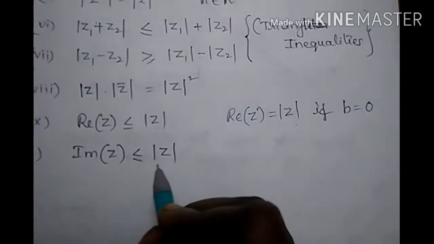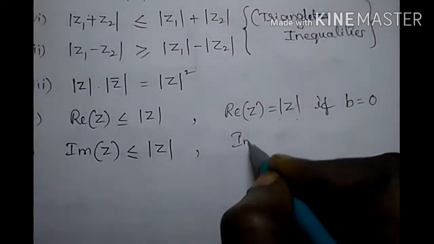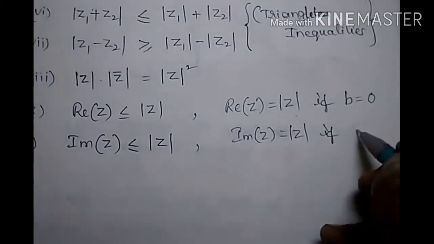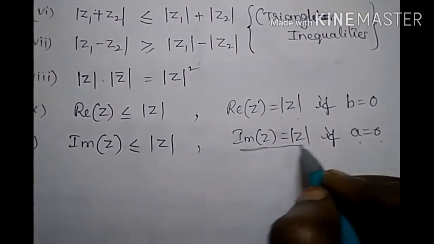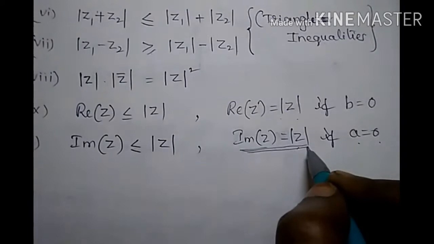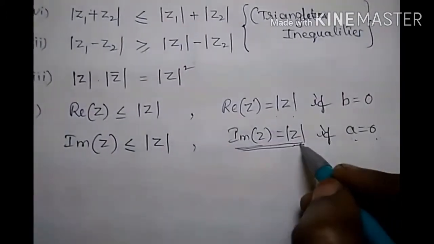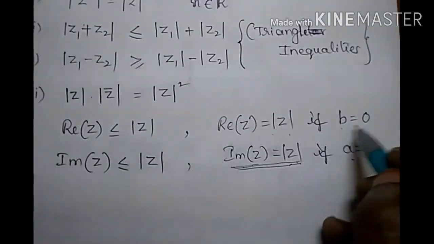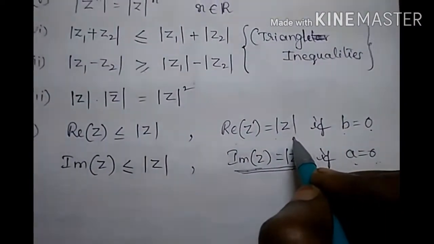Imaginary z is less than or equal to modulus of z. Imaginary z is equal to modulus of z when a equal to 0, that means if the real part is 0, then modulus of z is always equal to imaginary z. If the imaginary part is 0, then real z is always equal to modulus of z.